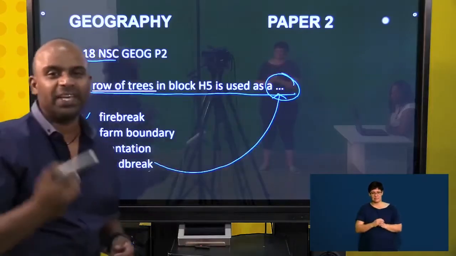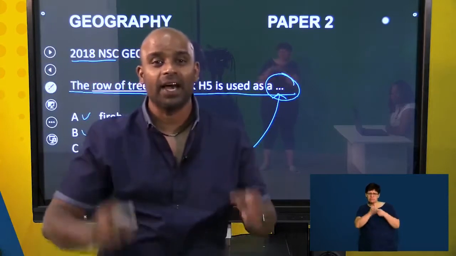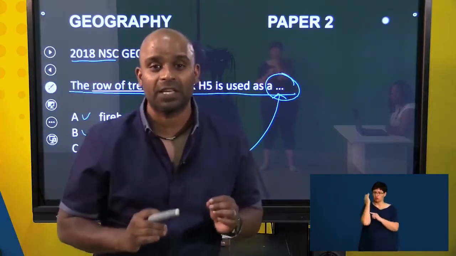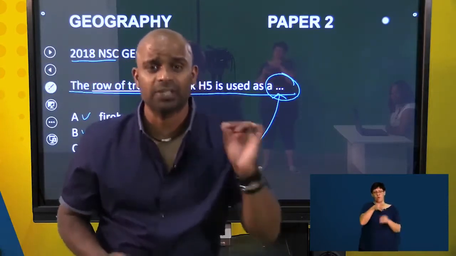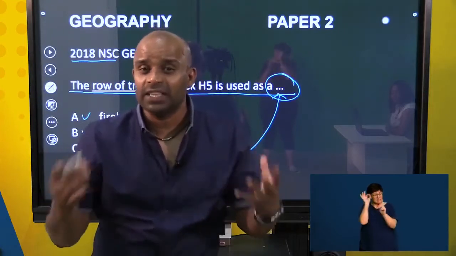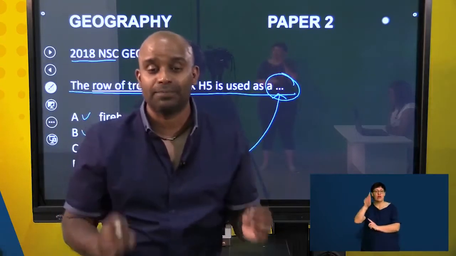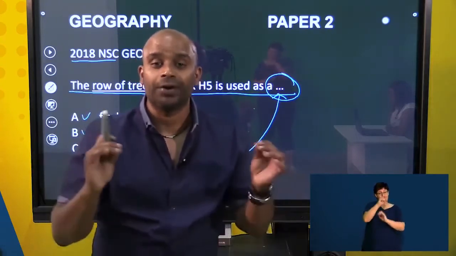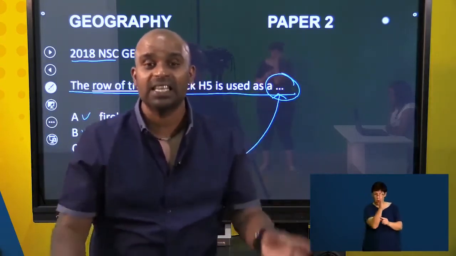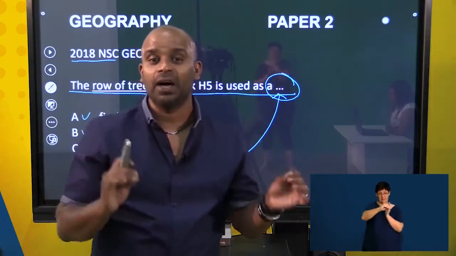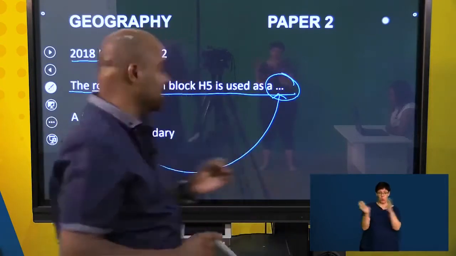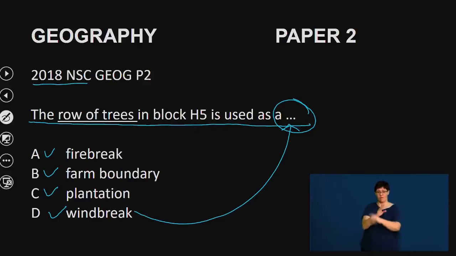Now, what are we examining? We are examining a row of trees on a topographical map in a specific point on that map. And if you studied the row of trees as a feature on topographical maps, you will note that when rows of trees are planted, they serve as either windbreaks or fire breaks. So that means that the distractors are farm boundaries as well as plantations.